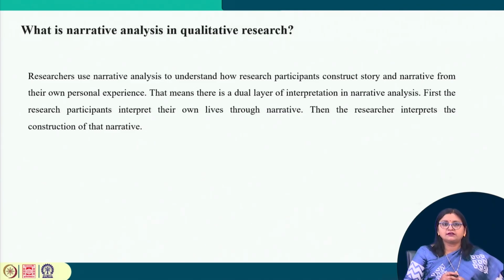So, what is narrative analysis in qualitative research? Researchers use narrative analysis to understand how research participants construct a story and narrative from their own personal experiences. That means there is a dual layer of interpretation in narrative analysis. First, the research participants interpret their own lives through narrative, then the researcher interprets it as the construction of their narrative.